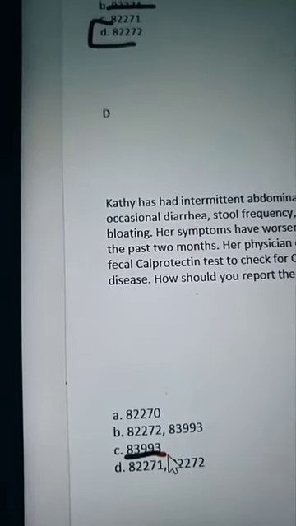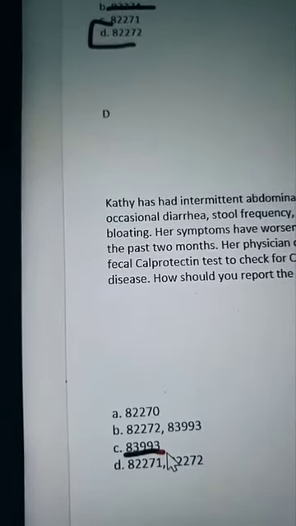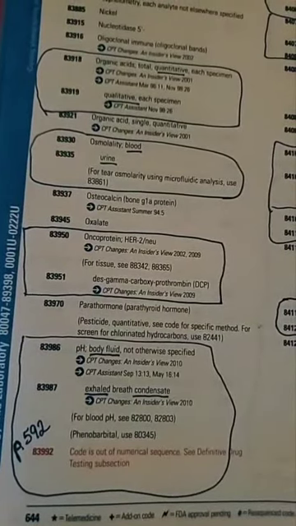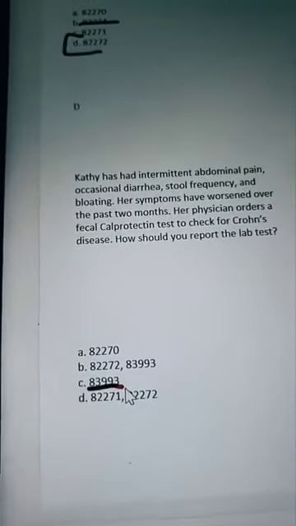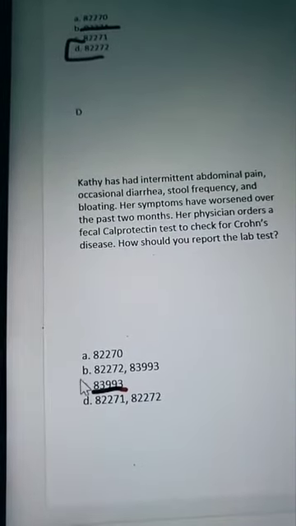83993. What's that? 83993. 83993 up at the top. Way at the top, and we've got that word calprotectin. We've got that one there. Ooh, come on. It does not like to look from book to computer screen. I'm sorry. I wished it would, but it just does not like it. Come on. There you go. Yeah, so we're definitely picking C as our answer.